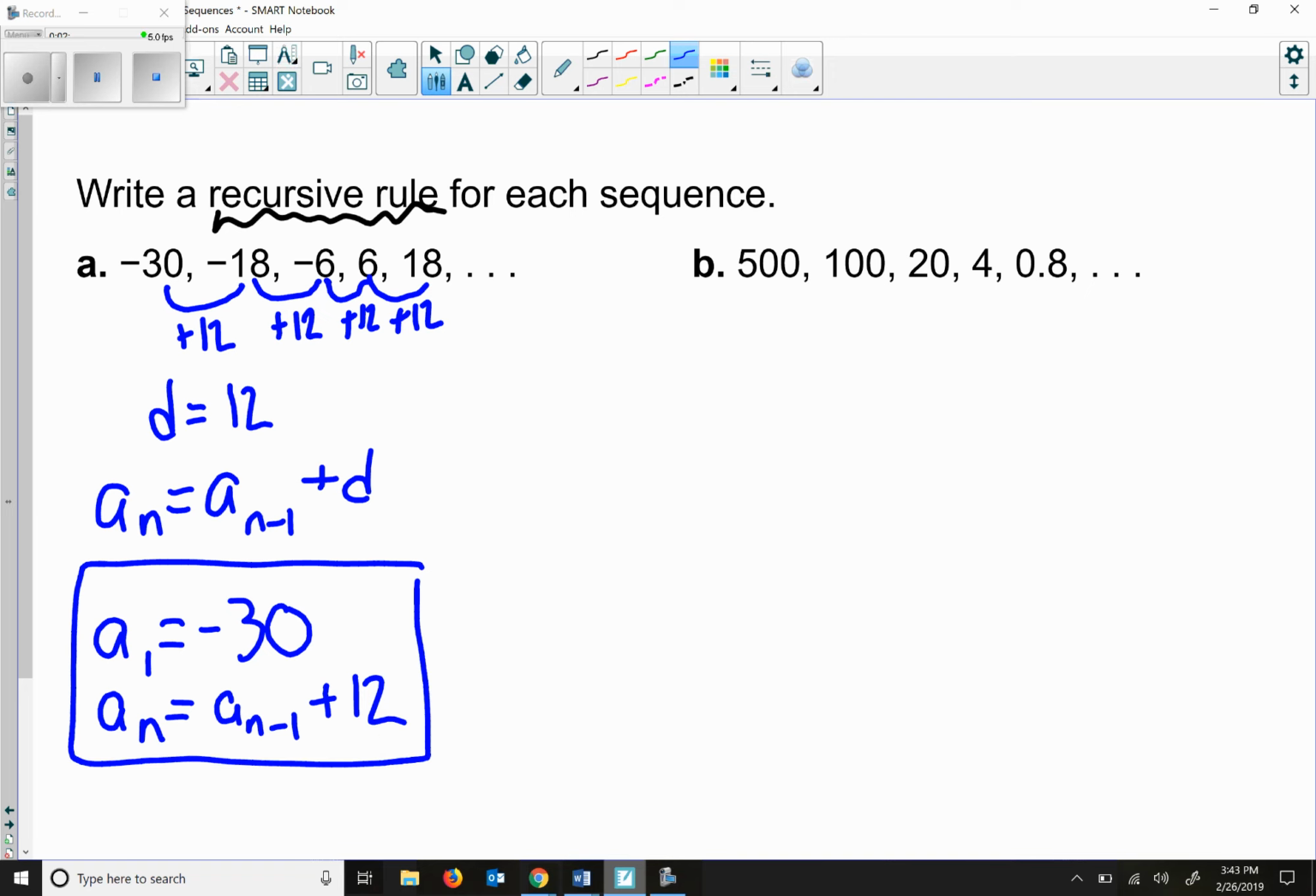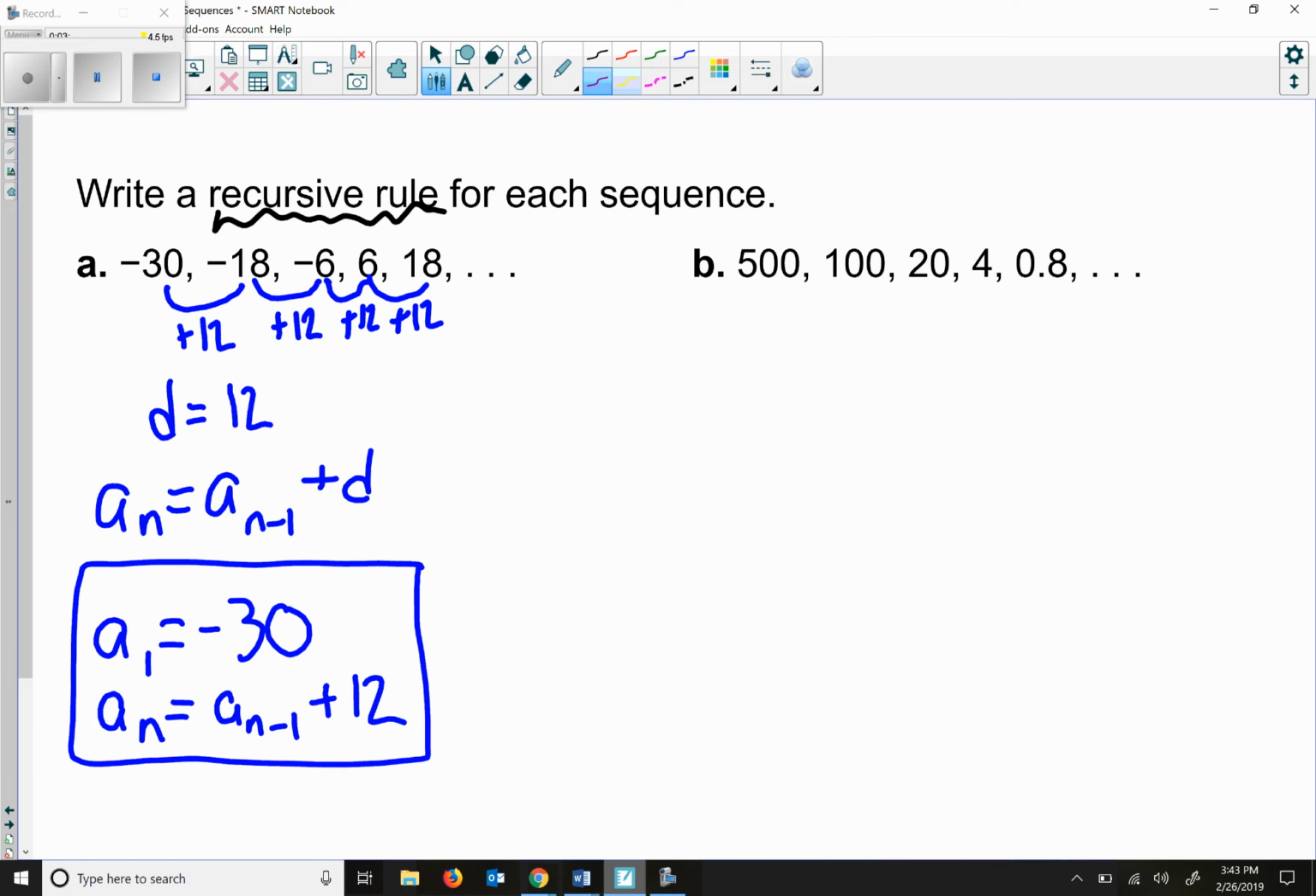Because that a sub n minus 1, remember, we need to use the previous term in order to find the next one. So in order to find term 2, you need term 1. In order to find term 74, you need term 73. So you need to be able to define what that first term is in order to find the subsequent terms.